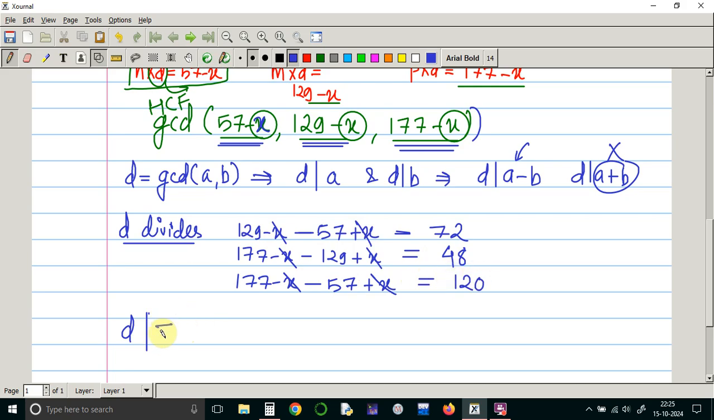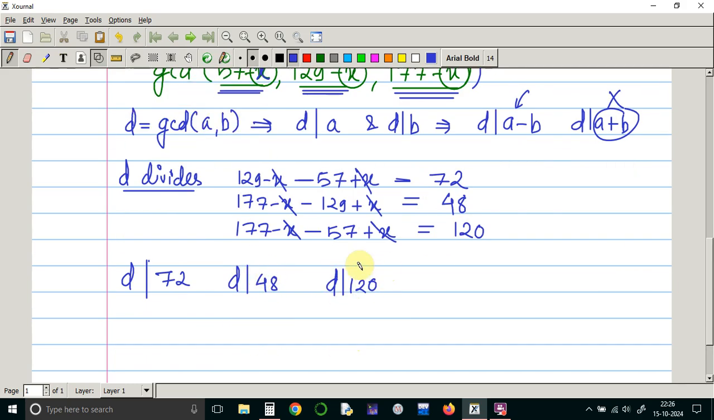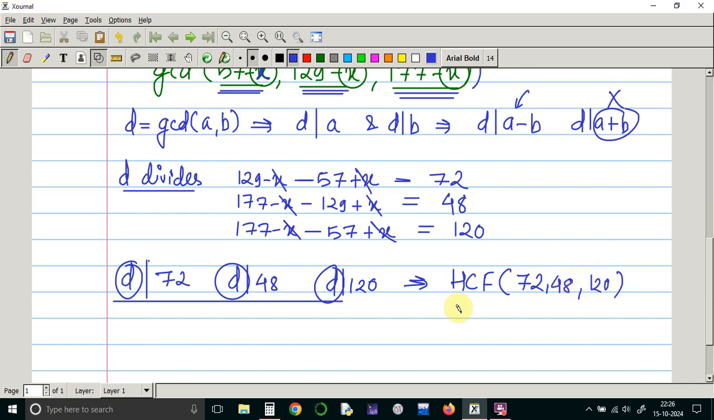So d divides these three numbers: d divides 72, d divides 48, d divides 120, and I want to find the maximum value of this d satisfying this condition, which is nothing but the HCF or GCD of 72, 48, 120. So you can find the GCD of these three numbers. You will get the value of this as 24.